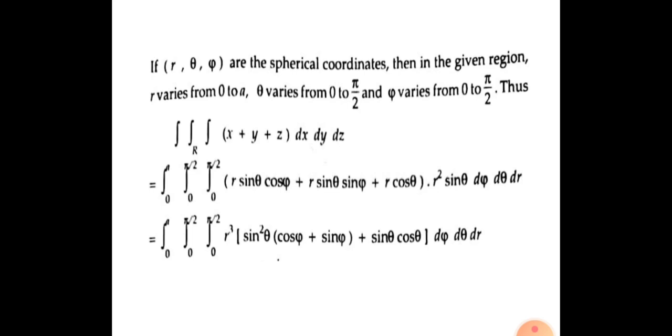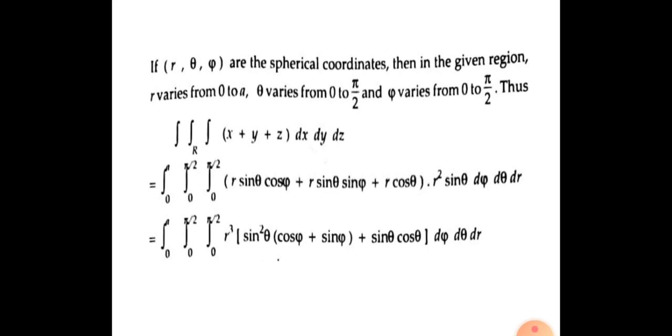x is r sin theta cos phi, y is r sin theta sin phi, z is r cos theta, Jacobian r square sin theta, and dx dy dz changes to d rho d theta d phi. Here instead of rho we have r, and dx dy dz changes to dr d phi d theta. So now first simplify this: r sin theta cos phi plus r sin theta sin phi plus r cos theta.